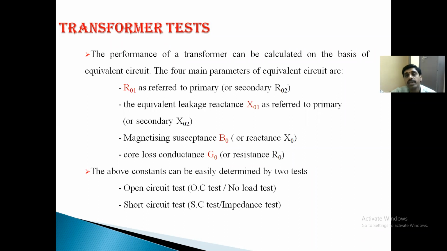The main parameters to obtain from the test are R01 referred to primary, or R02 referred to secondary, leakage reactance X01 referred to primary, X02 referred to secondary, magnetizing susceptance B0 or reactance X0, and core loss conductance G0 or R0. These are the magnetizing branch constants, and they can be easily determined from the OC and SC tests. From this, we can calculate anything you want.